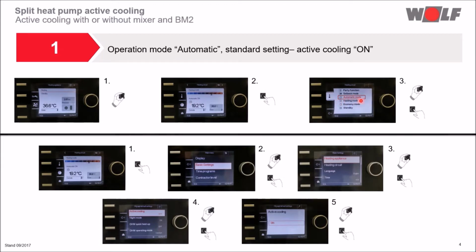After that, we activate the active cooling in the basic settings. Press the rotary selector to open the main menu. We open the basic settings and select the heating appliance. Now we can see the active cooling setting option. We activate the active cooling and confirm the entry.